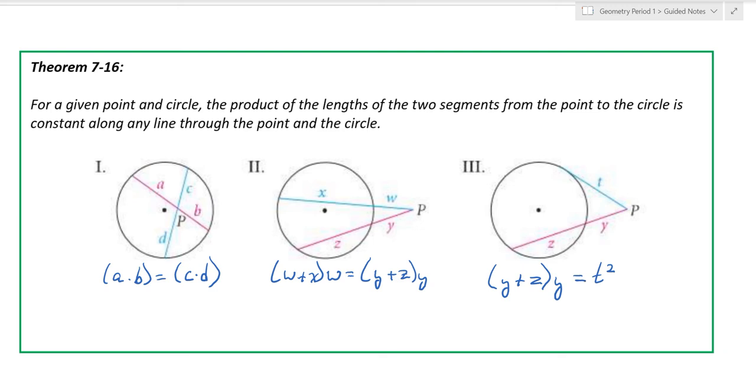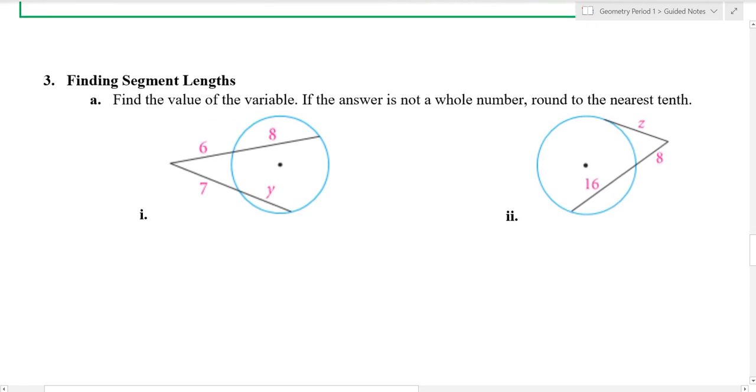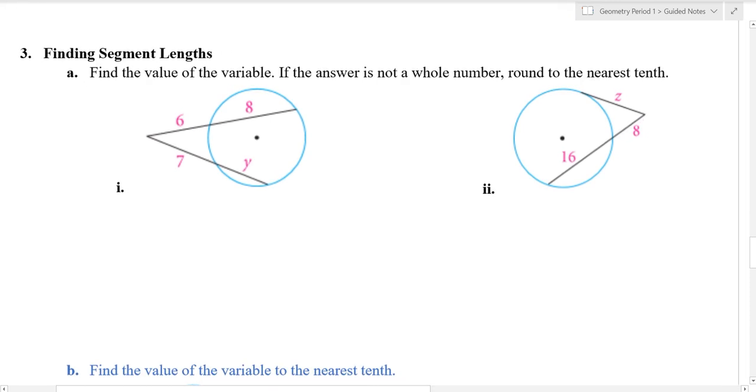Okay, now let's take a look here at some examples. All right. Number 3, finding segment lengths. Find the value of the variable. If the answer is not a whole number, round to the nearest tenth. So let's take a look. On this one right now, it meets the criteria for Theorem 716 type 2. We have 2 secants. It goes right here, outside the circle. The point is outside the circle, so it intersects my circle on 2 points. This one does, and that one does.